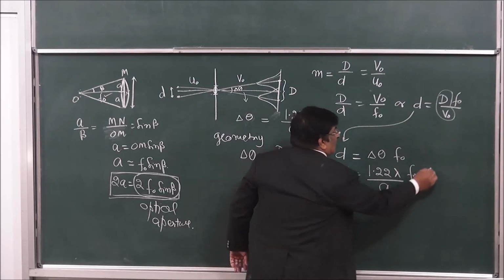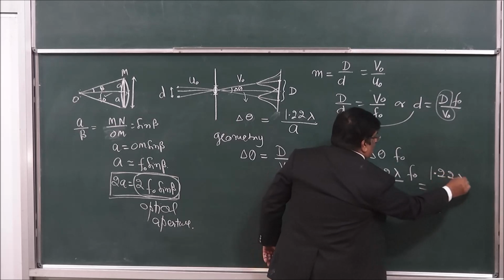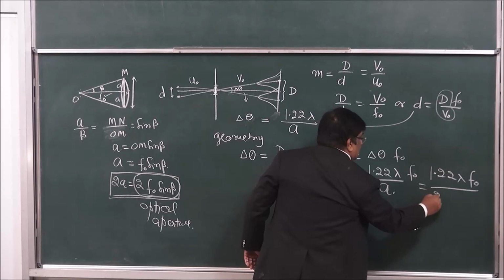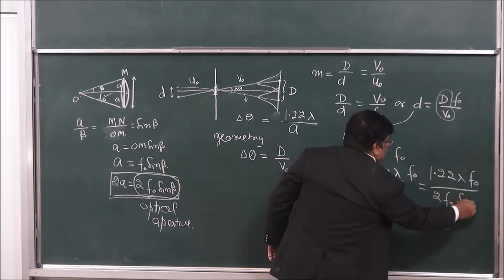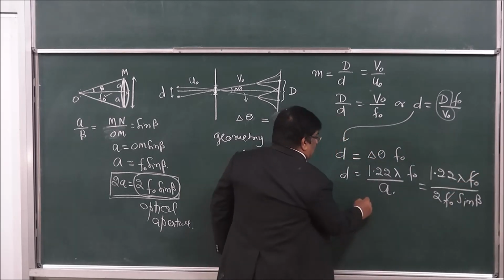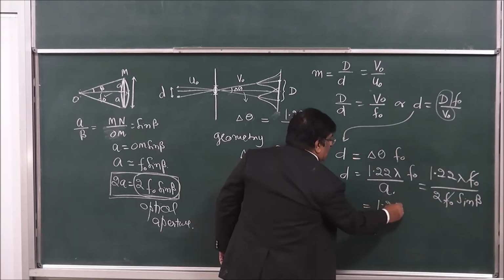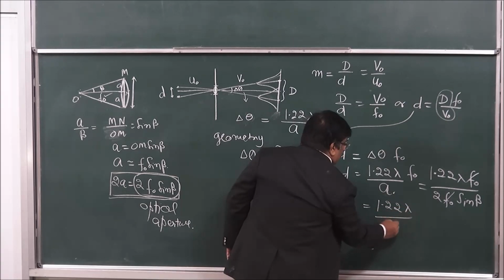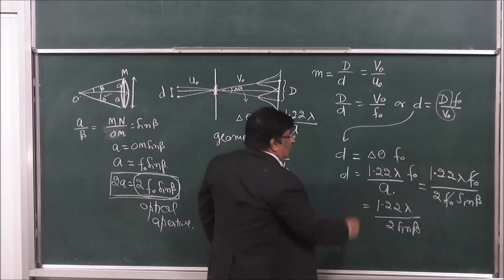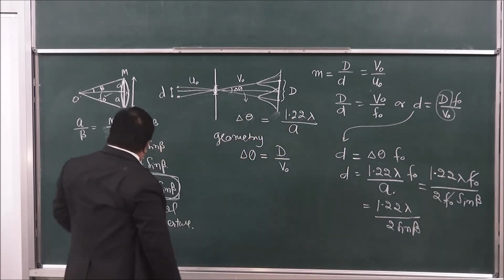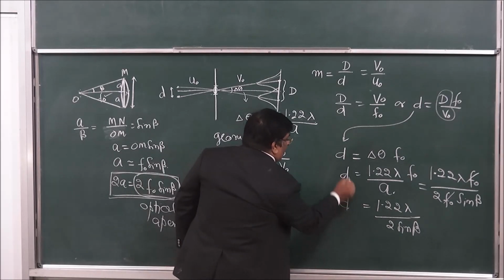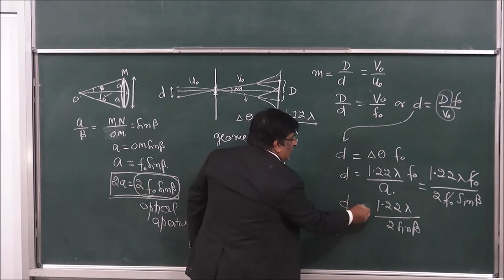So this will be 1.22 lambda f_o upon aperture. Aperture is 2 f naught sine beta. Here f naught is cancelled and we get 1.22 lambda upon 2 sine beta. Okay, yes, so this becomes the smallest distance for resolution.